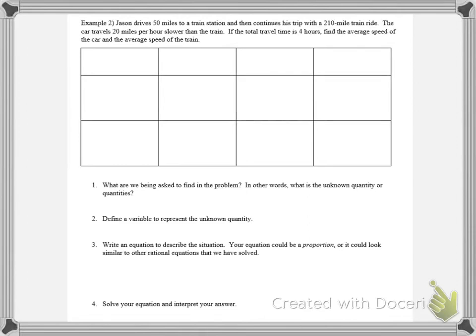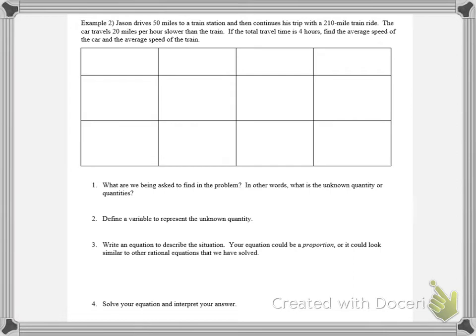In this example, we are going to look at a uniform motion problem. Let's read our example. Jason drives 50 miles to a train station and then continues his trip with a 210-mile train ride. The car travels 20 miles per hour slower than the train. If the total travel time is 4 hours, find the average speed of the car and the average speed of the train.